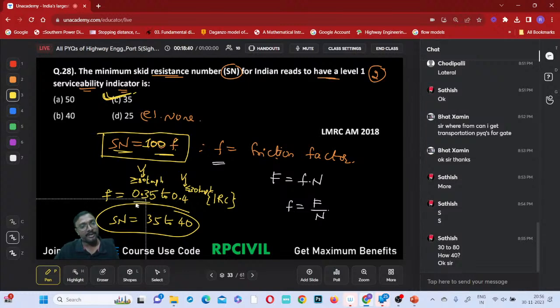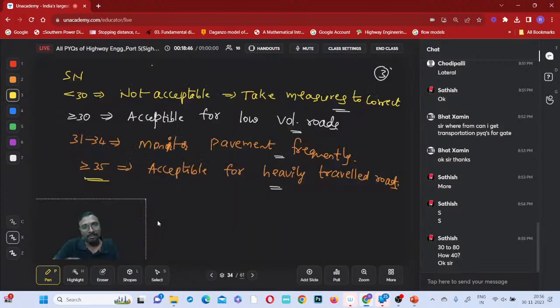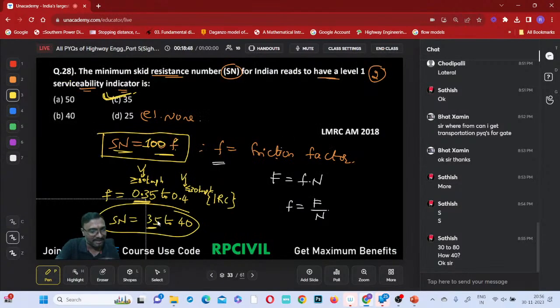So when you take this 0.35 for level 1, then you can get this 35, right? From this also you can get it. If you don't remember this, you can remember this and we can get it from our discussions. Got it?